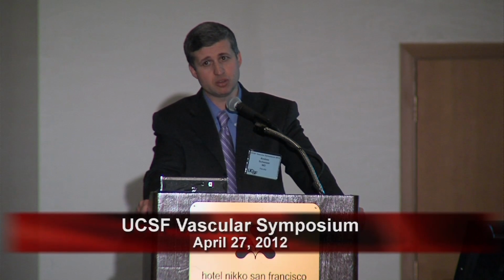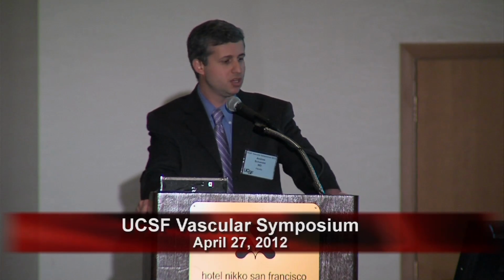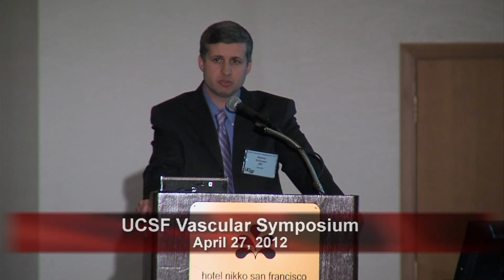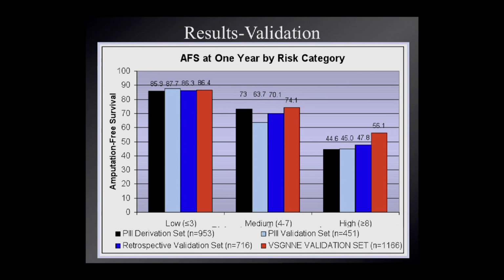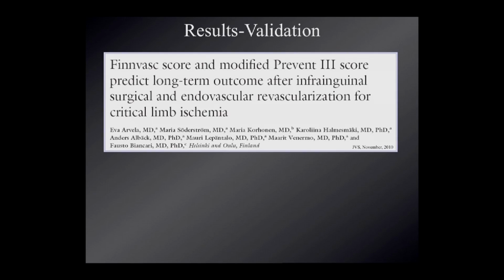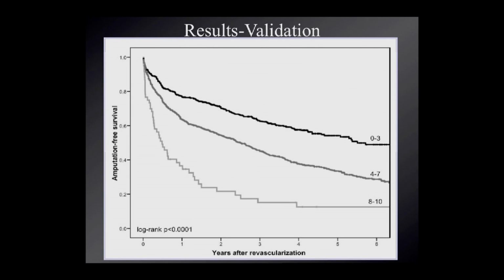And I think what was interesting about this comparison with the VSGNE group is that when you look at the characteristics of the patients, they were dramatically different. So all those p-values being significant, showing that there were differences between the cohorts in their demographics, their medication usage, their risk factors, and their surgical characteristics. Yet again, when you put all of these patients and compared them using this risk prediction model, it performed very well, arguing for good generalizability. Most recently, this was applied in a cohort from Finland, and again showed very good discrimination with very similar results. So I think it is generalizable.